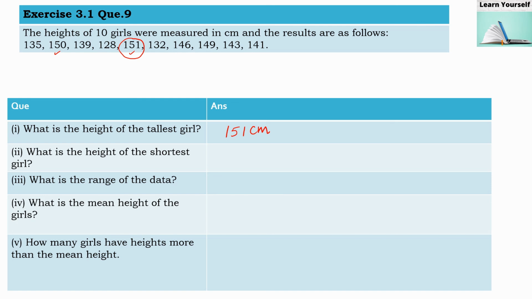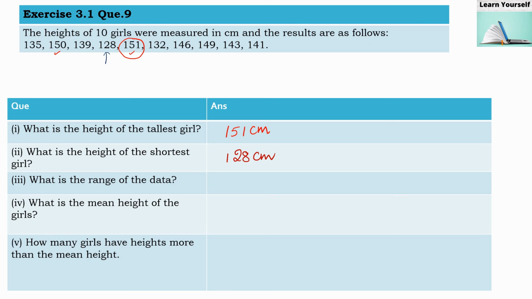What is the height of the shortest girl? Now we are going to look for the lowest observation. For that again we check the tens position. 3, 5, 3, here 2 is there. Yes, this is the only observation which has 2 at the tens position. So 128 is the lowest observation, and 128 centimeters will be the height of the shortest girl.